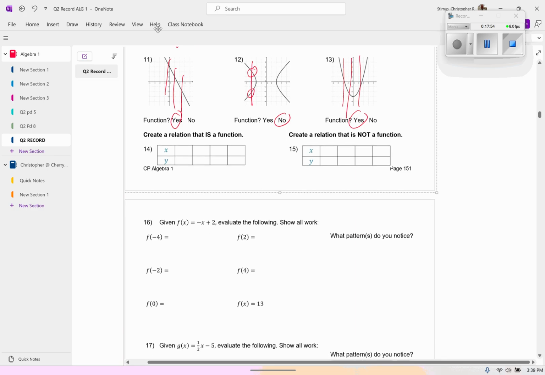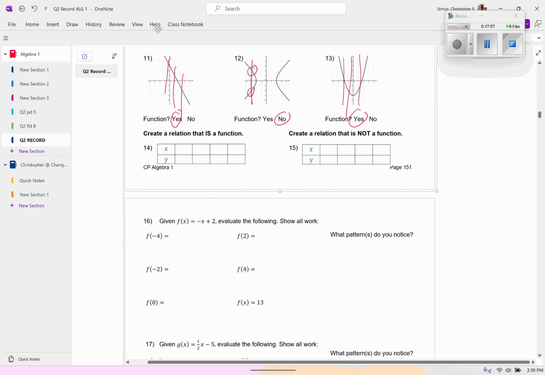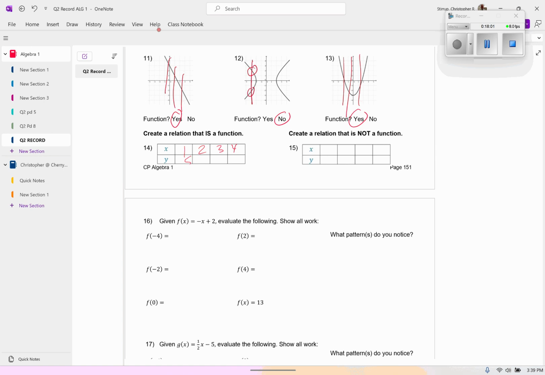Okay, this is easy, create something that is a function. 1, 2, 3, 4, 5, 6, 7, 8. That's a function. 1, 2, 3, 4. 1, 1, 1, 1. That's not a function. These are just examples. There's infinite numbers that aren't.